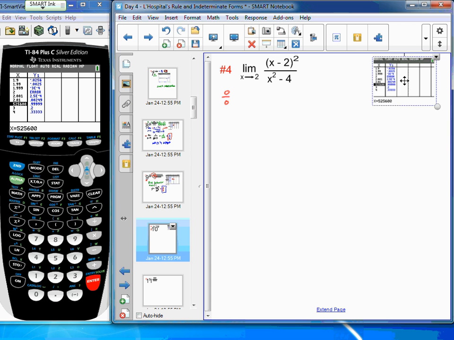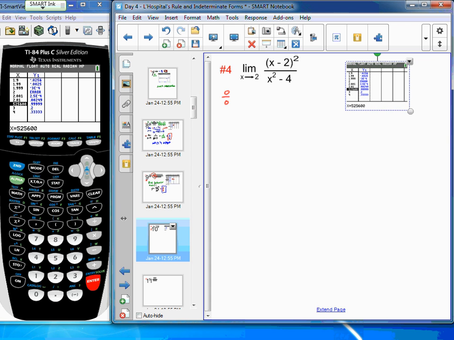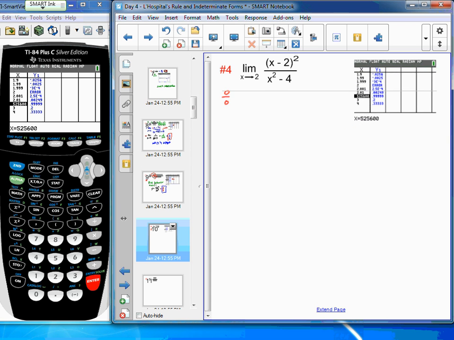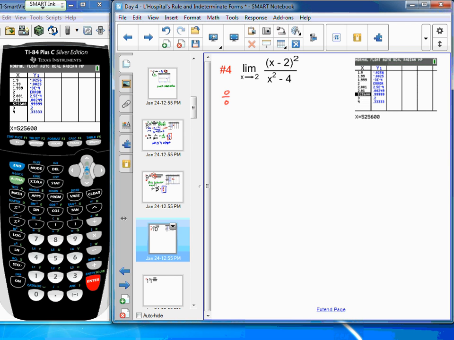What technique can we use? Riley, what technique might be good? Factoring, that's what I'm talking about, baby. Notice how we're going to be able to factor that bottom and then see if we can't reduce common factors. Great, let's do it.